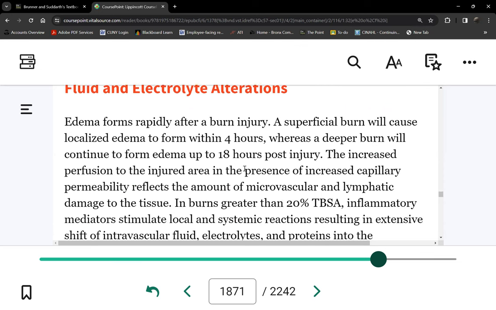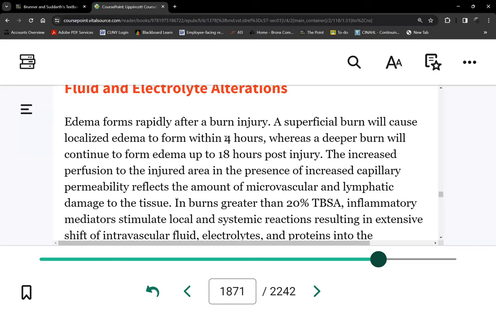Let's discuss two electrolyte problems that will occur. So let's review AKI. What were the first two phases of AKI again? Oliguric and the diuretic phase. Okay, so the patient is in AKI, correct? Okay, so the period will correspond to the period of the burn injury as well.